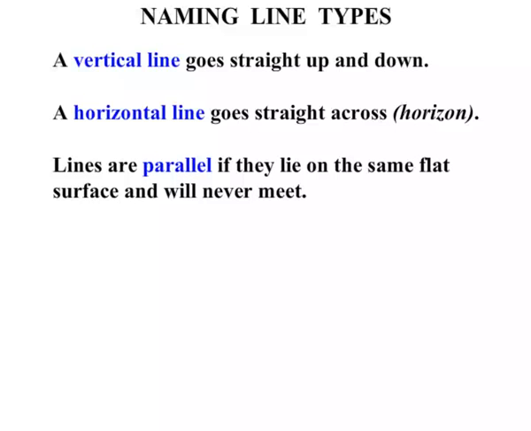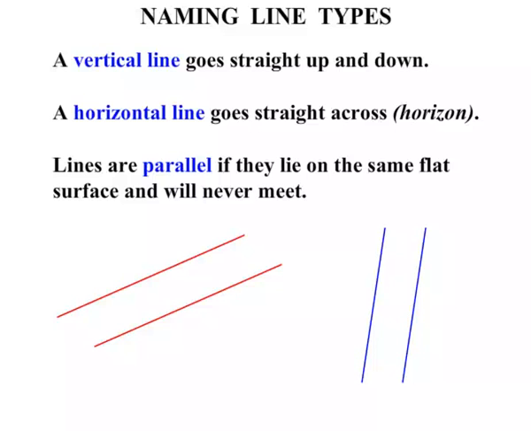Lines are parallel if they lie on the same flat surface and will never meet. All right, that's an example of two parallel lines there. And so is that. So if you continue the parallel lines, they would never meet.